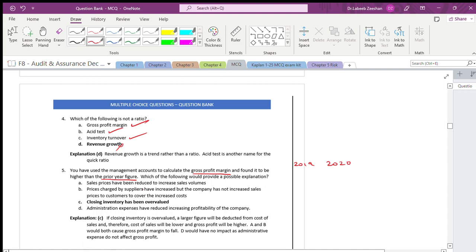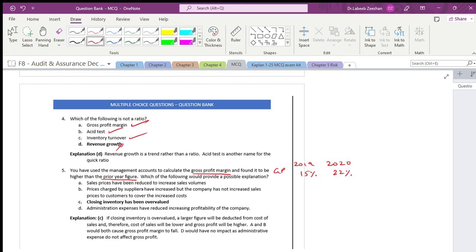Okay. Last year gross profit is how much? Write this down immediately. Unless you put pen on paper, you will not understand. Last year gross profit margin is 15%. This year gross profit margin is 22%. Which of the following provides a possible explanation?